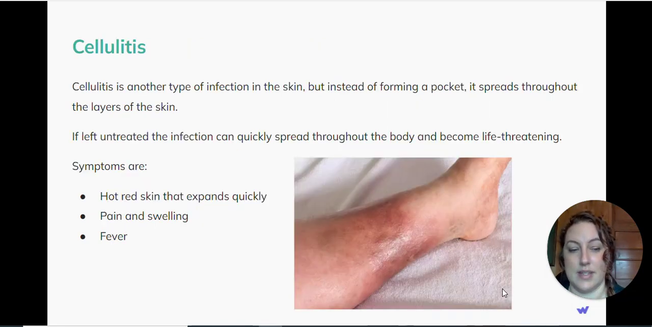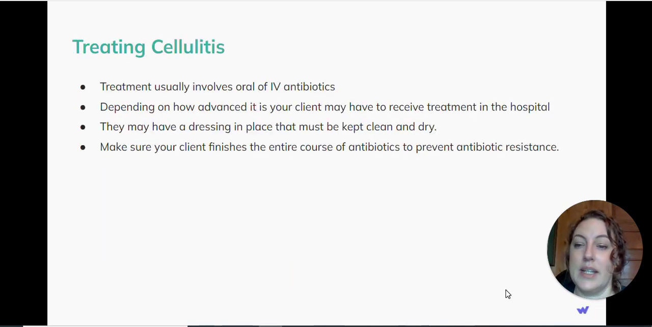Cellulitis is another infection of the skin, but instead of forming a pocket, it spreads throughout the layers of the skin. If left untreated, the infection can quickly spread throughout the body and become life-threatening. Symptoms of cellulitis are hot, red skin that expands quickly, pain and swelling, and fever. Treating cellulitis usually involves oral or IV antibiotics. Depending on how advanced it is, your client may have to receive treatment in the hospital. They may have a dressing in place that must be kept clean and dry. And make sure your client finishes the entire course of antibiotics to prevent antibiotic resistance.